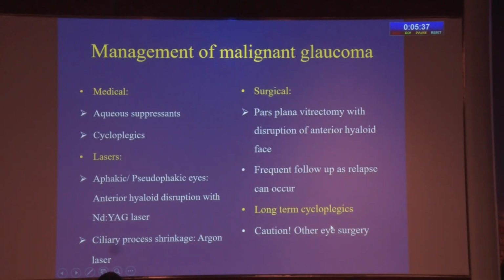So management of malignant glaucoma: medical, you have the aqueous suppressants and the cycloplegic. Lasers, well, in aphakic and pseudophakic eyes, anterior hyaloid disruption with the YAG laser, and ciliary process shrinkage by the argon laser or the diode laser nowadays. Surgical, pars plana vitrectomy with disruption of the anterior hyaloid phase. Frequent follow-up, as relapse can occur, and long-term cycloplegics sometimes are required, and caution in the other eye surgery, to remember that.